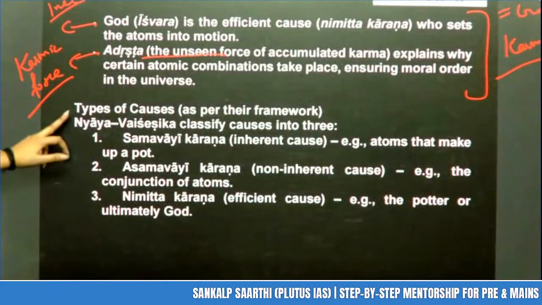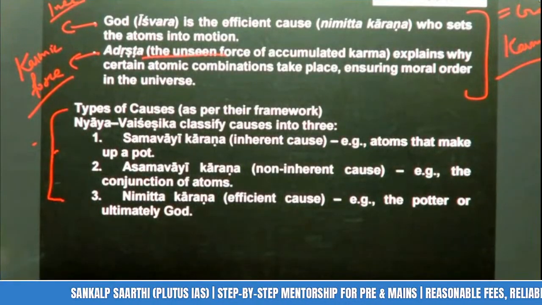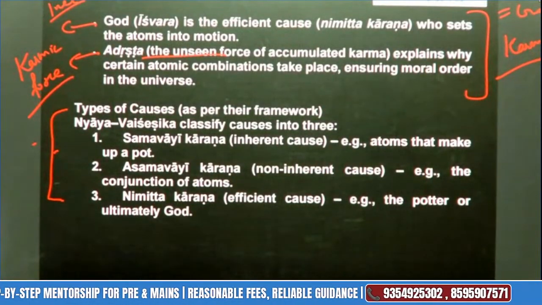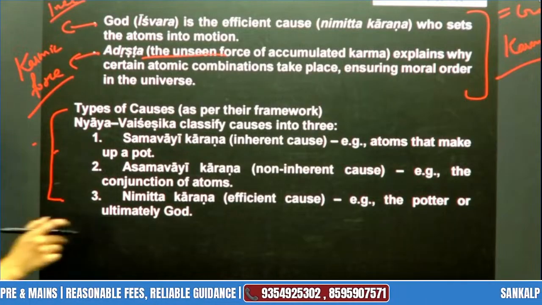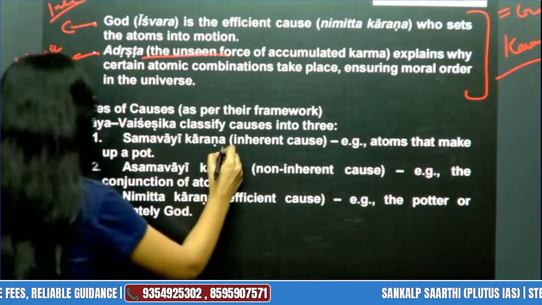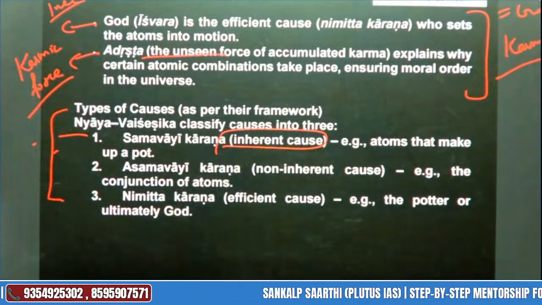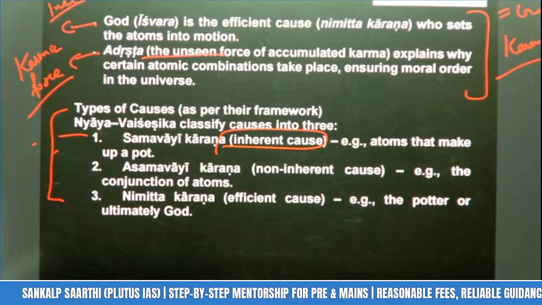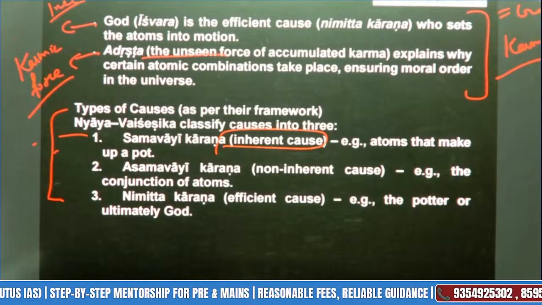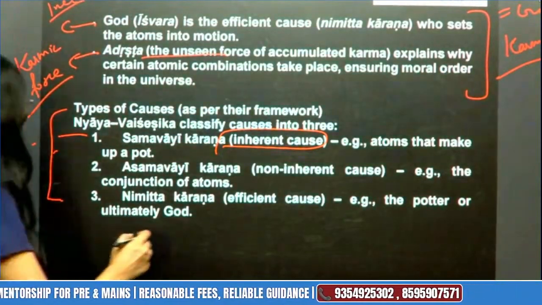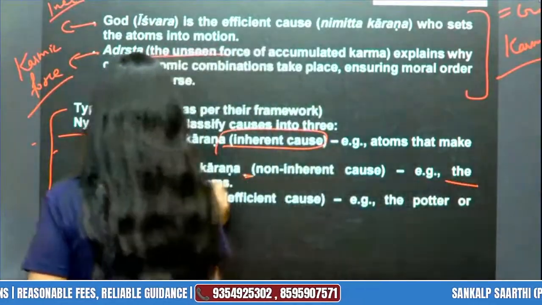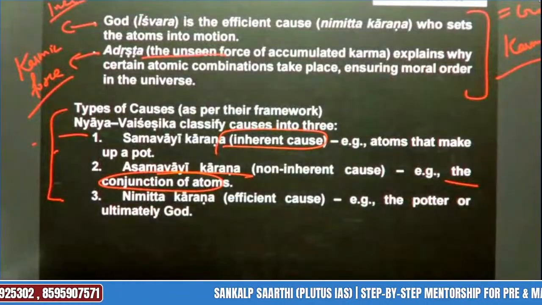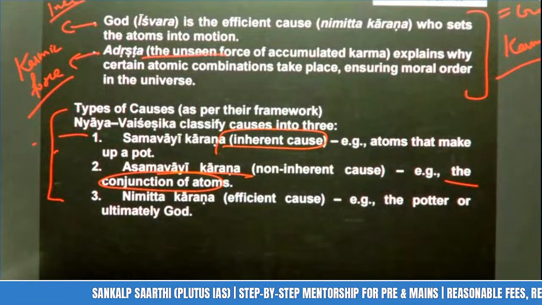Okay, then types of cause are very important. First is Samavayi Karan, that is inherent cause, the material itself, like clay is for a pot. Then Asamavayi Karan, that is non-inherent cause, relation, qualities like the joining of atoms, the conjunction of atoms, right? Then we have Nimitta Karan, that is efficient cause, the maker, the potter, or the ultimate God.